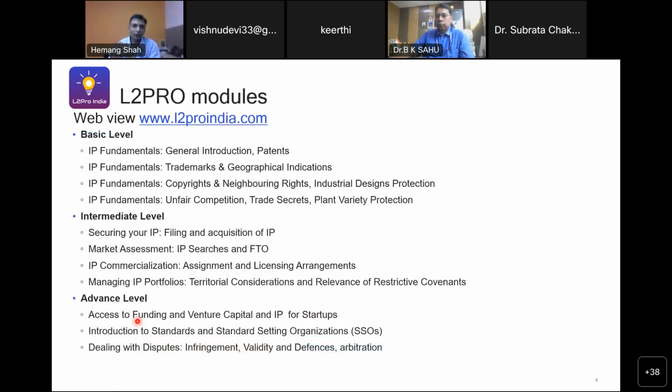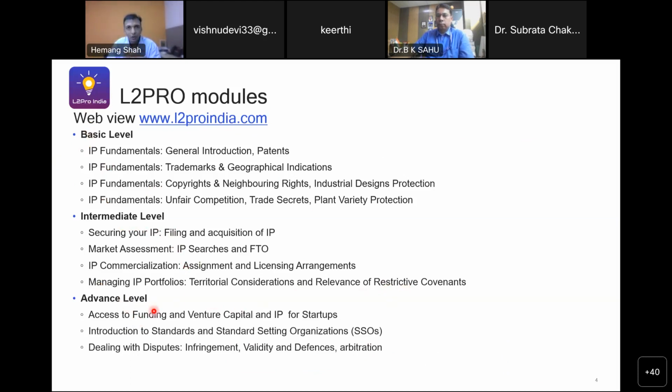The course is split across 3 different modules: basic, intermediate, and advanced. In my personal opinion, everyone should go through all the aspects of the basic level because they cover the IP fundamentals. The intermediate level covers topics such as the behind the scenes of IP, which is what goes on when you file and acquire IP, how IP searches work, and how commercialization works. Particularly for startups building organizations, you have to consider employee agreements and NDA contracts, in other words, the restrictive covenants.